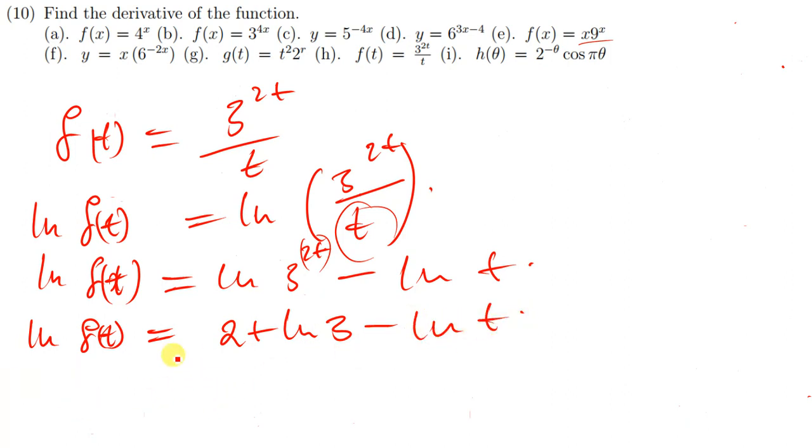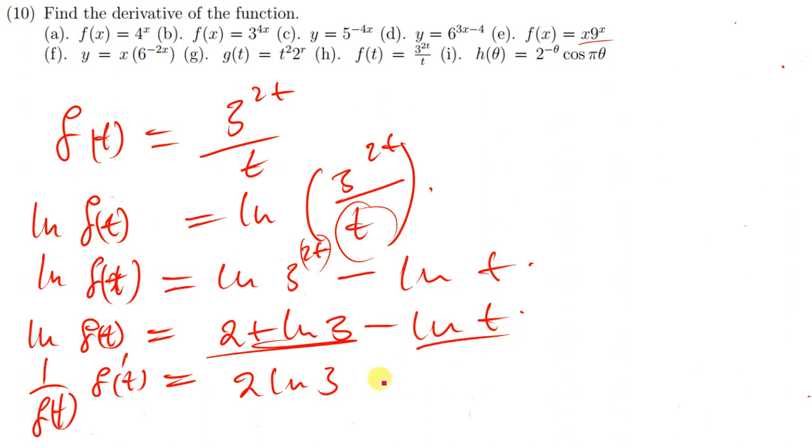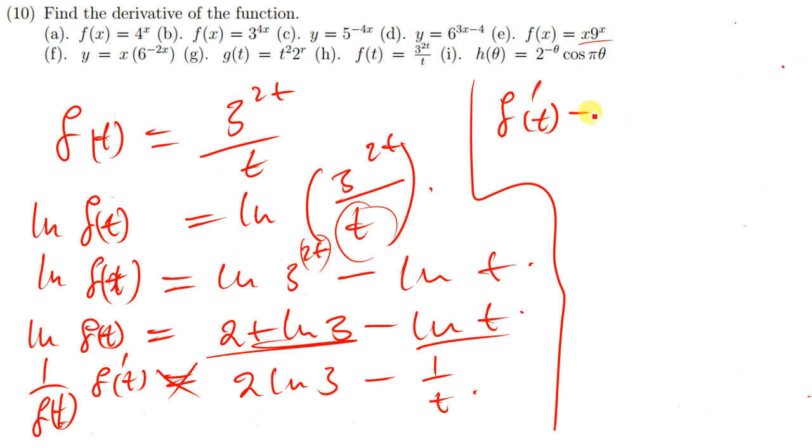So now we can differentiate this because it's now straightforward. So we can say 1 over f of t and then times f prime of t is equal to, when you differentiate this part, you're getting 2 ln 3, and then differentiating this part, you're getting 1 over t. So this is what you get after differentiating. Here we can now cross multiply so that f of t comes that side. So to remain with f prime of t this side, you're going to have f of t multiplying everything with a 2 ln 3 minus 1 over t.